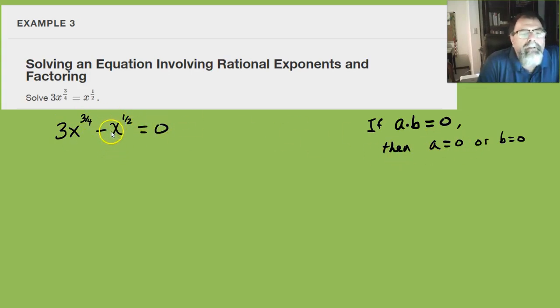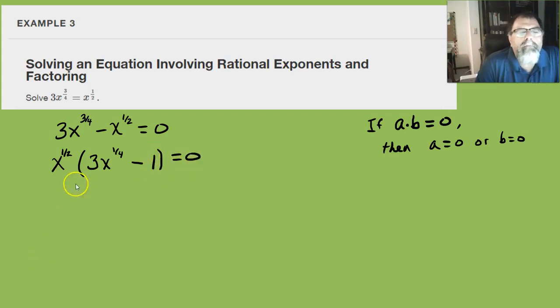Then we've got to factor it. So let's see. They both have an x, and you take the lowest power of x. So that'll be x to the 1/2. And when you divide out x to the 1/2 using exponent rules, you're subtracting. So this would be 3x to the 1/2, same thing as 2/4. So 3/4 minus 2/4 is 1/4. And then x to the 1/2 divided by x to the 1/2 is x to the 0, which is just 1.